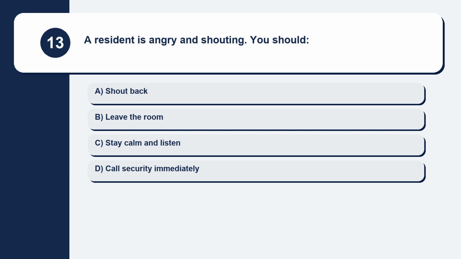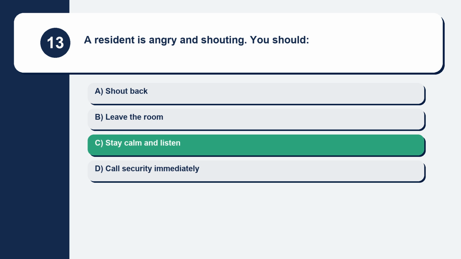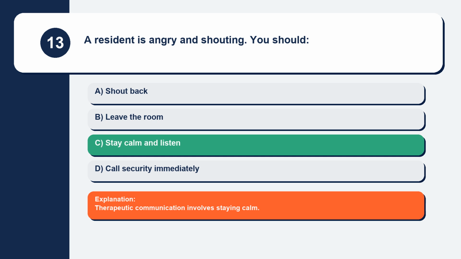Question 13. A resident is angry and shouting. You should shout back, leave the room, stay calm and listen, call security immediately. Answer: stay calm and listen. Therapeutic communication involves staying calm.